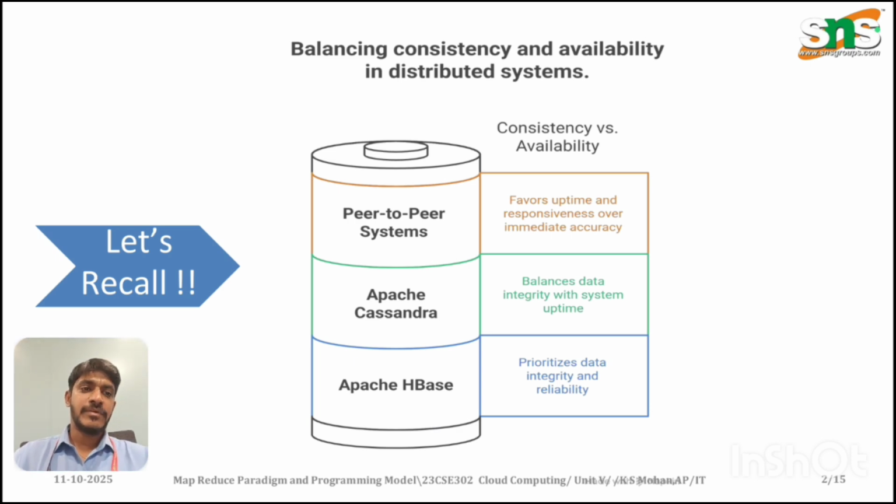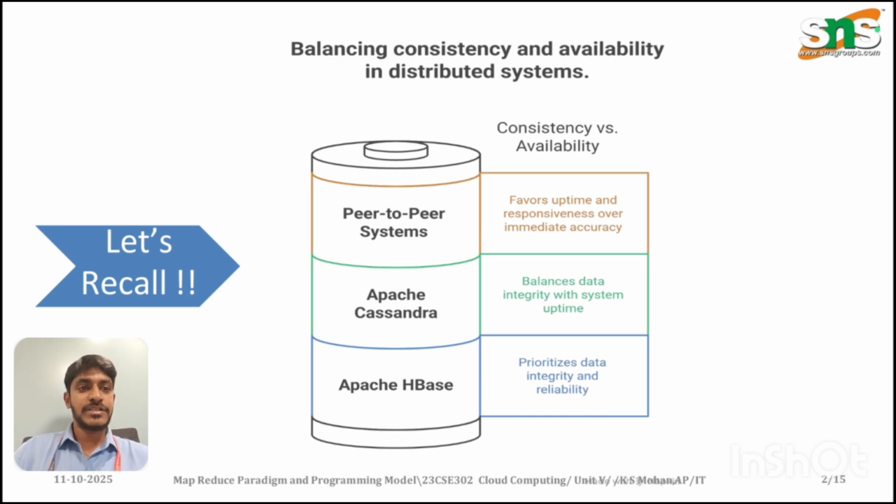uptime. For example, we have different data being collected, so there might be a balance of data and integrity. That should be maintained by the Apache Cassandra tool. The next is Apache HBase, a very popular tool used in cloud computing, other database technologies or data analytical tools. So prioritize data integrity and reliability.